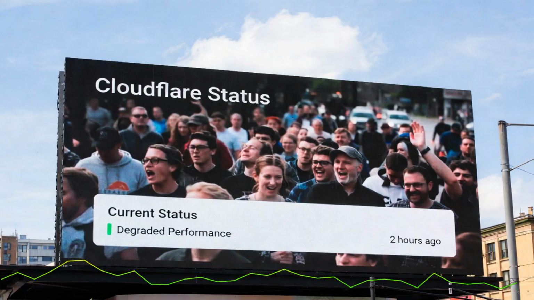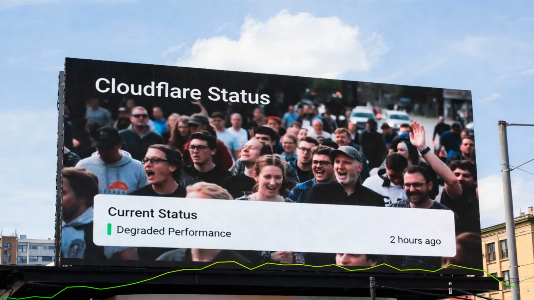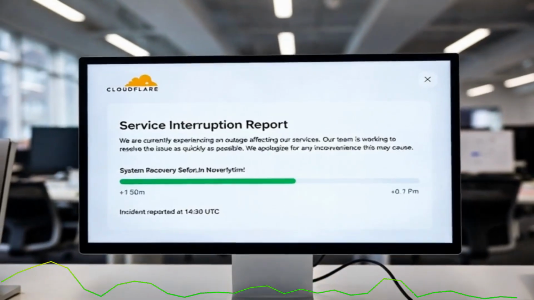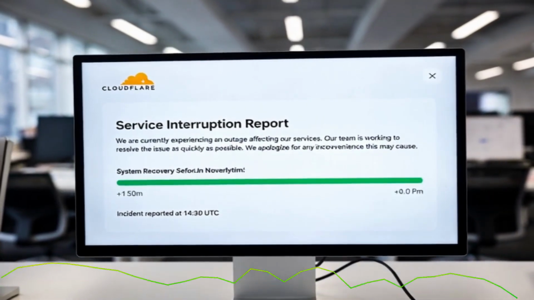If you are a back-end engineer, a DevOps specialist, or a CTO, you need to understand this failure because it highlights the fragile balance between consistency and availability in global networks. Let's dive in. The timeline, from routine to red alert.